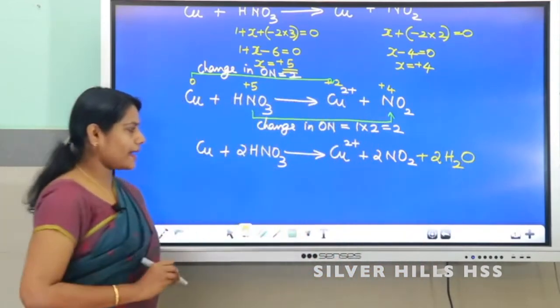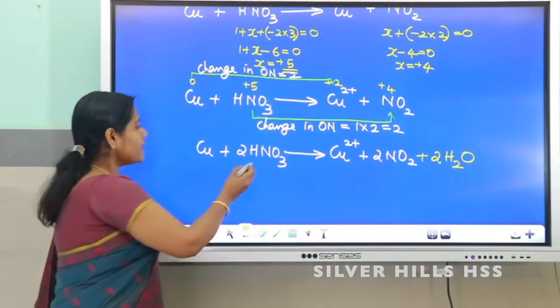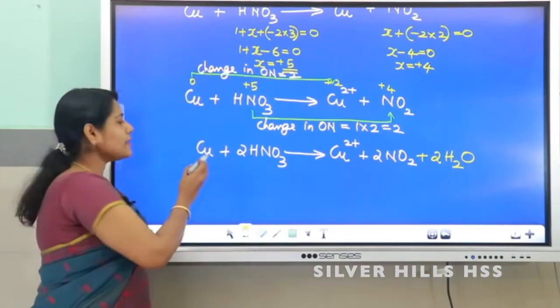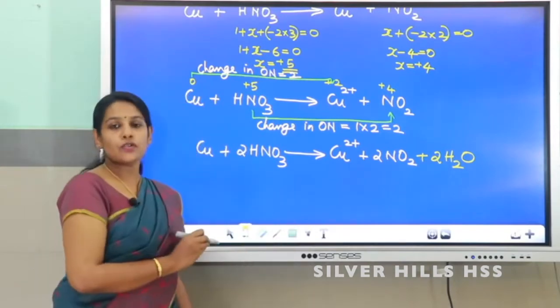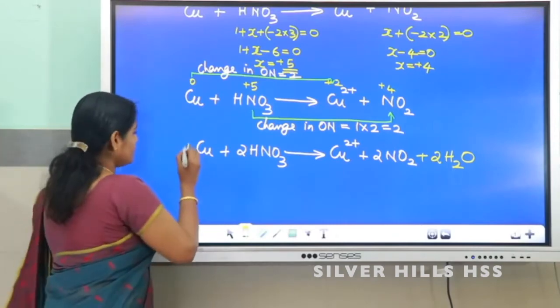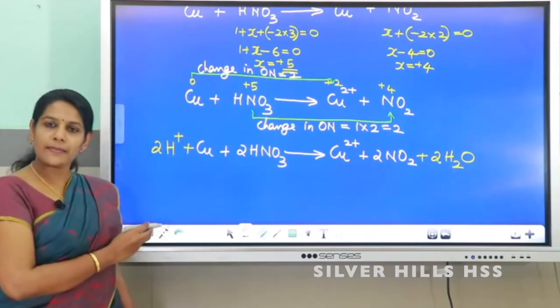Now oxygen is balanced. Now let us balance the number of hydrogen atoms. Here we have 2 hydrogen atoms and here we have 4 hydrogen atoms. So there is a deficiency of 2 hydrogen atoms here. So to balance the number of hydrogen atoms, let us add H+ ions. Now this reaction is balanced.